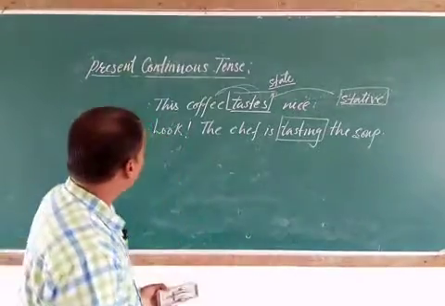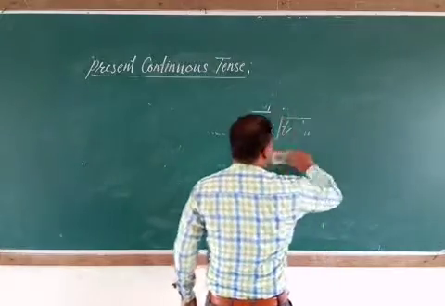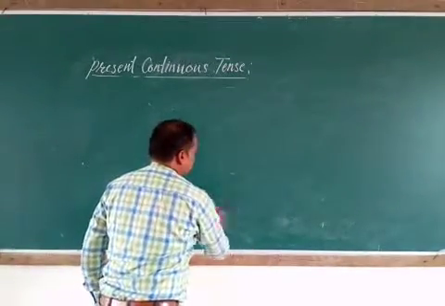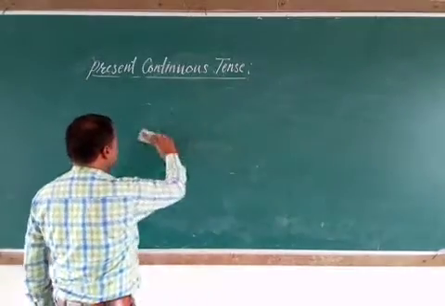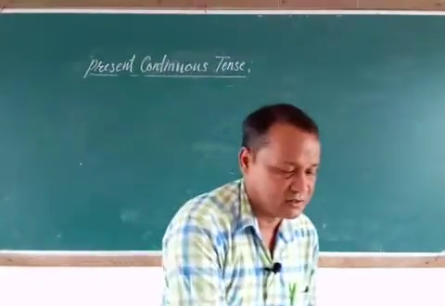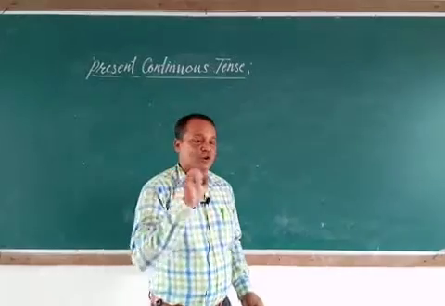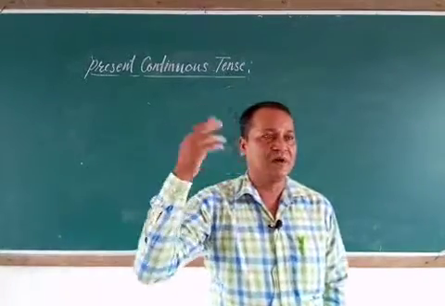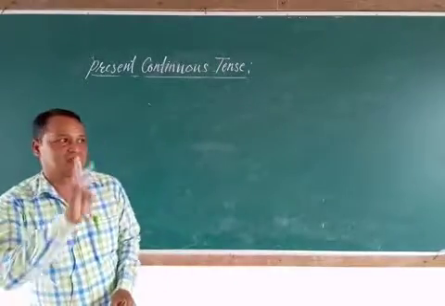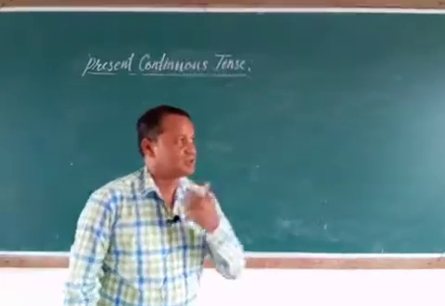Now look, we will discuss the structure of this sentence. What would be the structure? How will you construct the sentence in present continuous tense? We use it in three conditions: to talk about the action which is happening right now, to talk about the action which is happening around now, and to talk about a plan in the future. So what would be the structure of the sentence?